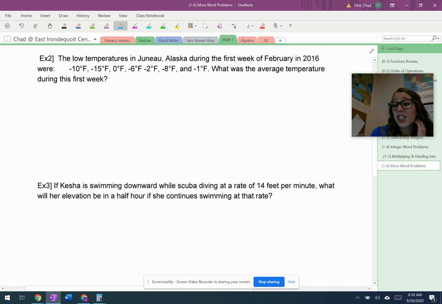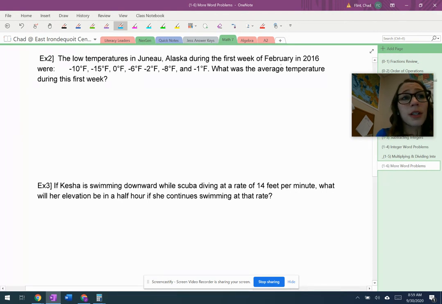All right, this is 1-6, Math 7, Example 2, word problems, more word problems. The low temperatures in Juneau, Alaska during the first week of February in 2016 were -10, -15, 0, -6, -2, -8, and -1. What was the average temperature during this first week?